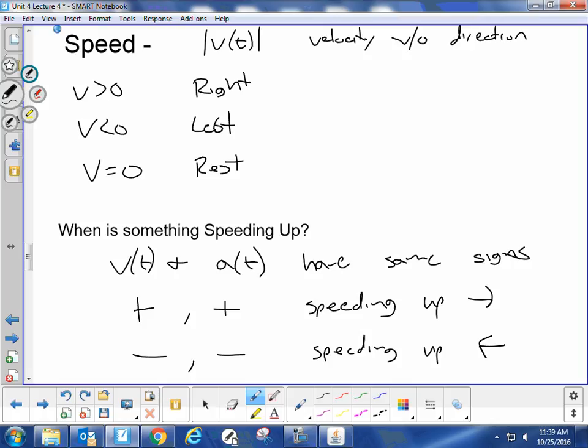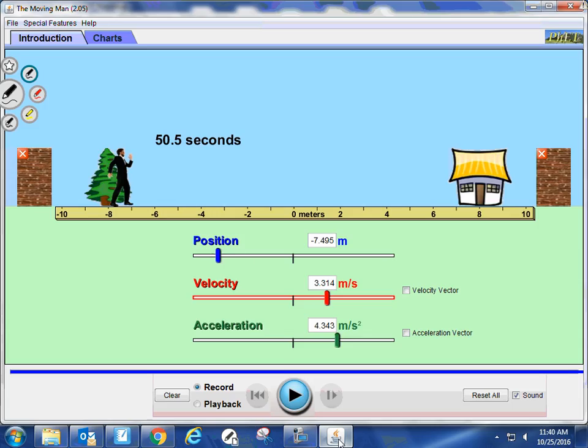Guess when something's slowing down? When the signs are different. If I give my guy a positive velocity but a negative acceleration, as long as he's moving to the right, he's slowing down to the right. Right when his velocity is 0, he's neither speeding up nor slowing down. He is at rest. The acceleration is negative.